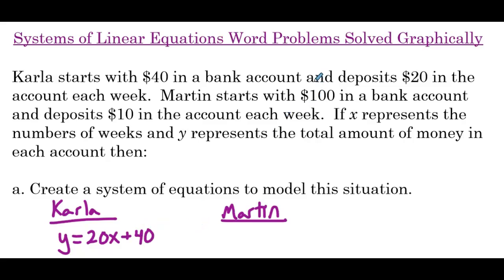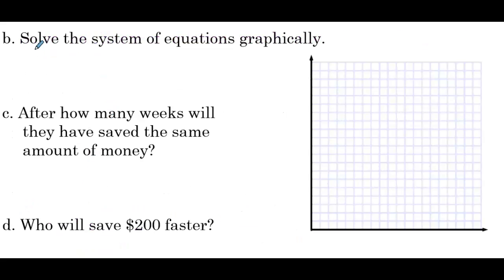And then for Martin, $100 is the fixed amount, so that's the y-intercept. $10 is the rate that he's depositing in each week, so that's going to be the slope. So the equation is going to be y equals 10x plus 100. So now that we have our two equations, we want to solve this system graphically. Okay, so again, Carla, y equals 20x plus 40, and Martin, y equals 10x plus 100.